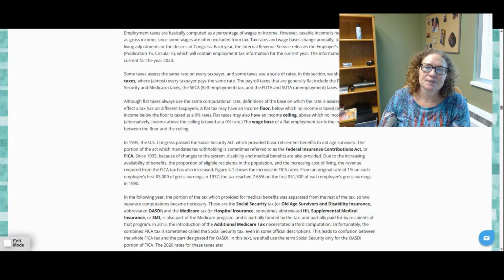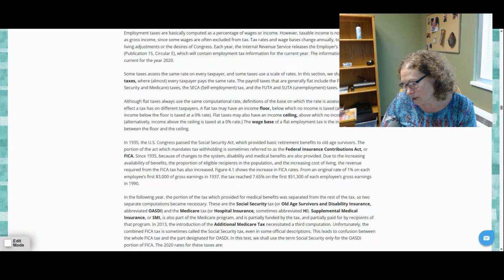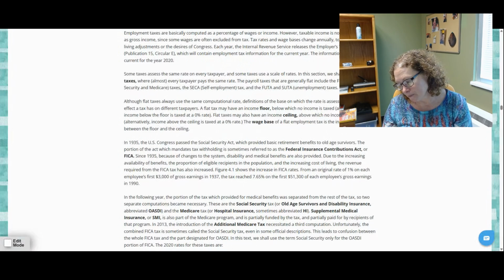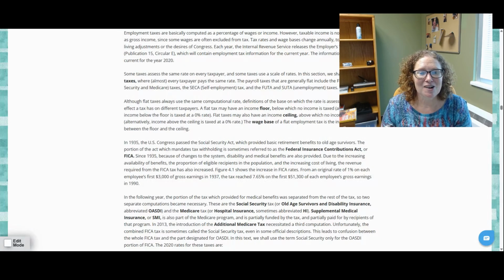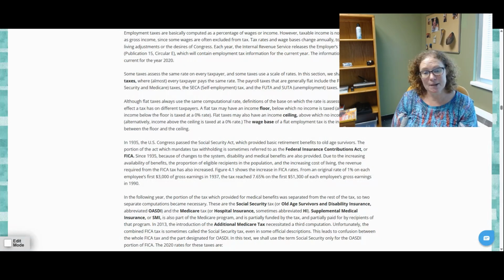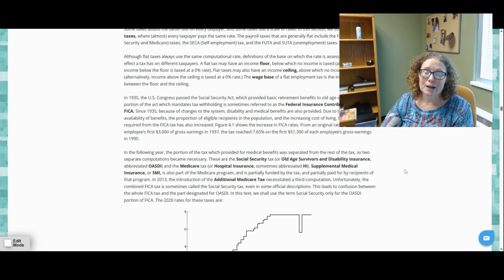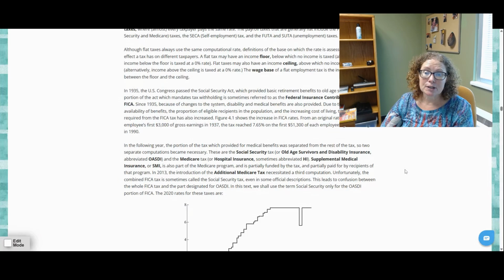So FICA is the Federal Insurance Contributions Act. When we look at FICA, we are talking about Social Security. They also call that Old Age, Survivors, and Disability Insurance. And Medicare, which they also call hospital insurance. And then also there can be supplemental medical insurance and additional Medicare tax.